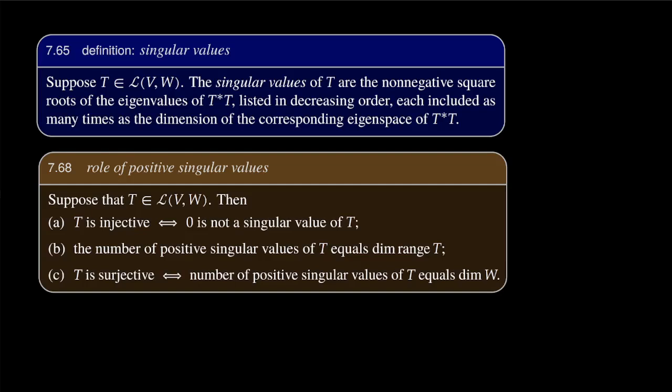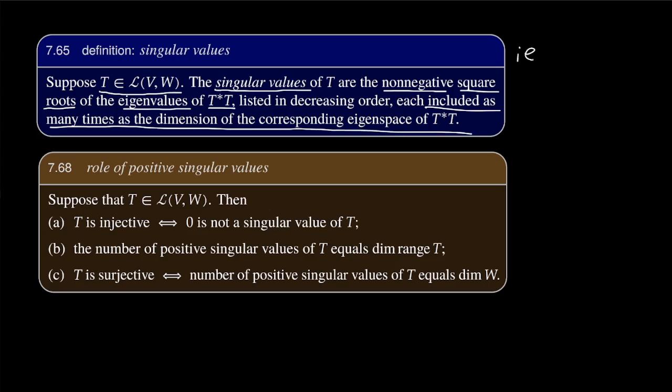Okay, let's get into it. Singular value decomposition probably involves talking about singular values. Here's the whole idea of it. If you've got T, a linear map from V to W, we'll say that the singular values of T are the non-negative square roots of the eigenvalues of T star T. And in general, we'll assume that they're listed in decreasing order and included as many times as the dimension of the corresponding eigenspace of T star T.